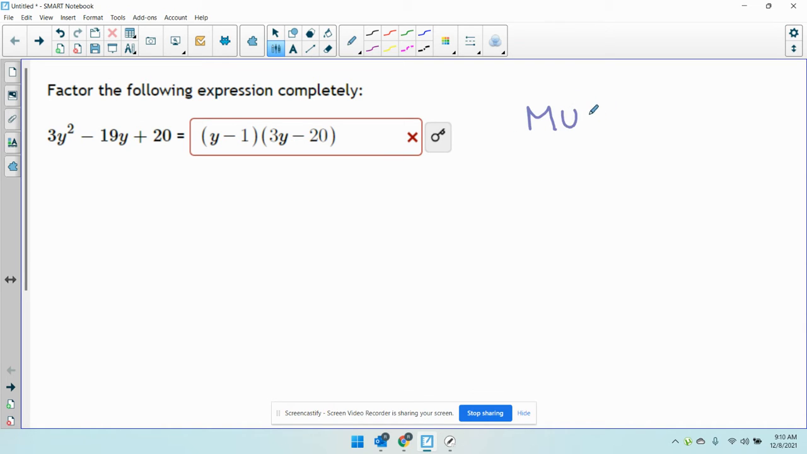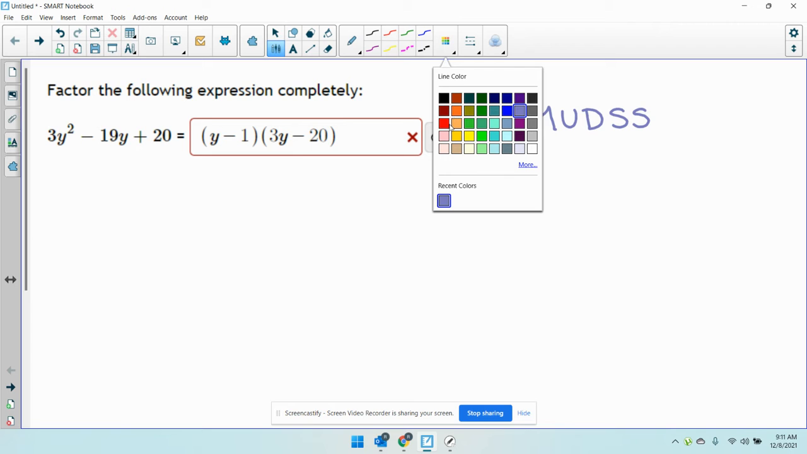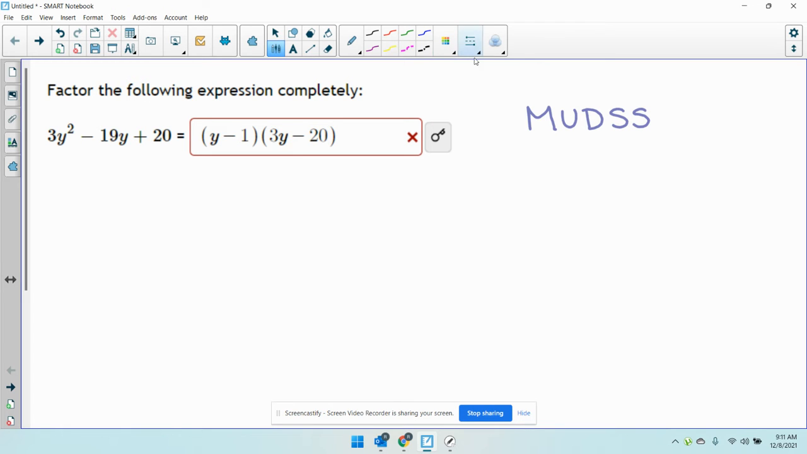It's called the MUDS method, with two S's. The MUDS method, two S's. Okay, it's weird, but it's consistently correct, and it's done the same way. So I think it's kind of easy once you get over the weirdness of it. So the M in MUDS stands for multiply.